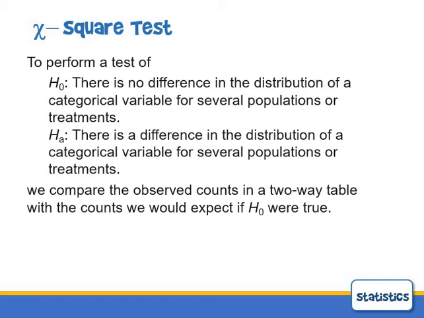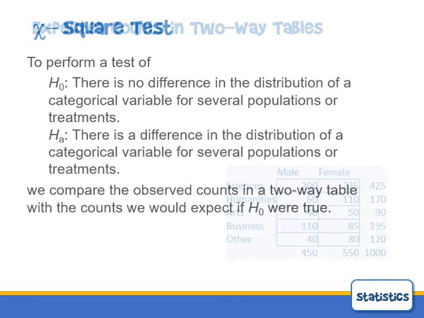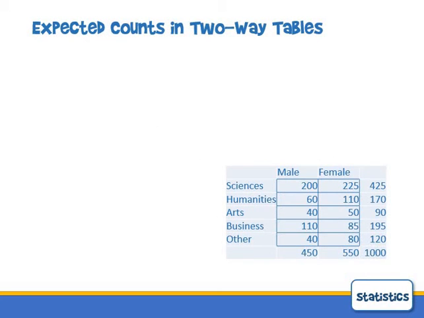And the way it'll work out, we will compare the observed counts in the two-way table versus the expected counts if the null hypothesis were true. So that's what we're going to talk about next. How would we find these expected counts?